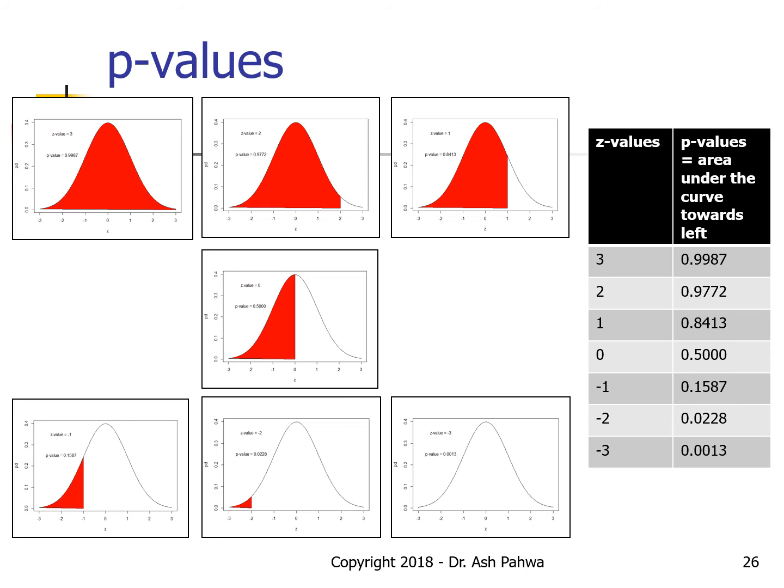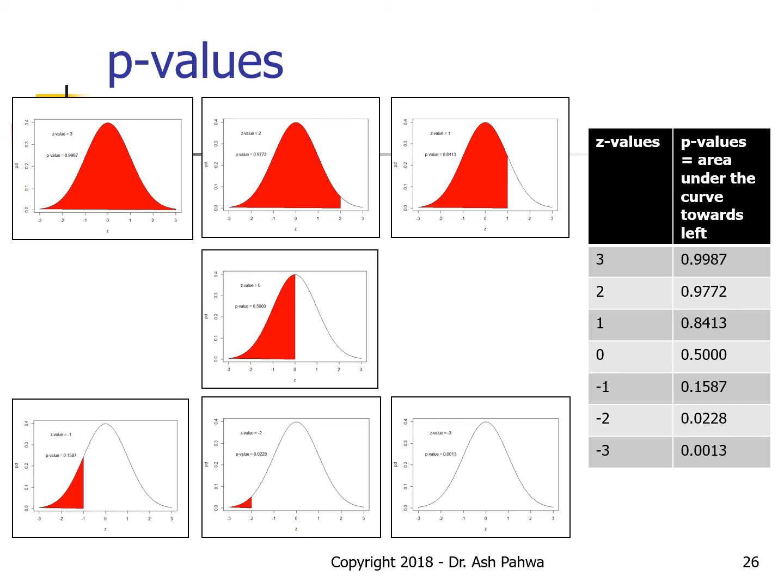Suppose our z-value is 3, as you can see right on the graph, which is on the top left. Everything is covered with the red except for a very small tip, which is going to be on the right hand side. So the area under the curve is equivalent to 99.87%. So the p-value is going to be 0.9987. Now if we take the z-value of 2, then the area that you are going to see in the middle top graph is going to be 97.72%.